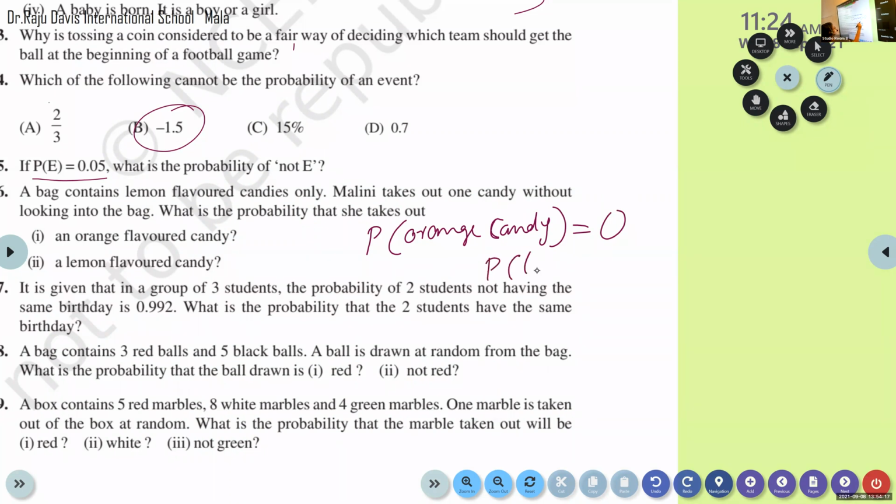Probability of a lemon candy. Ahlam, probability of lemon colored? Louder. 1. One, because it is a sure event. Write in brackets: it is an example for a sure event because all candies are lemon. All candies are lemon, so it is a sure event.